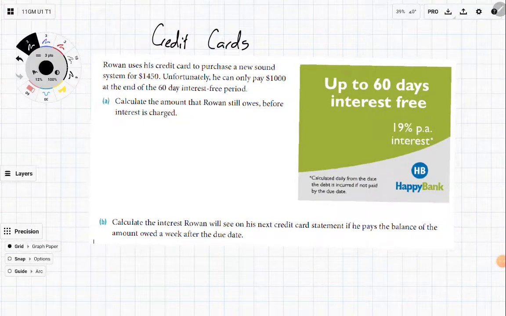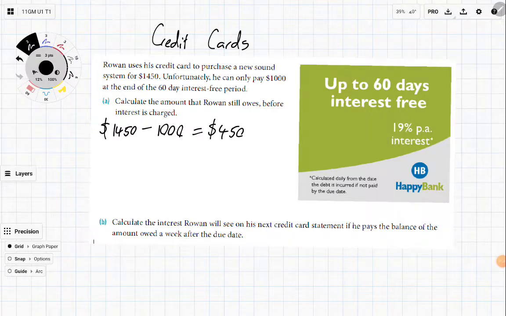Rowan uses his credit card to purchase a new sound system for $1,450. Unfortunately, he can only pay $1,000 at the end of the 60-day interest free period. Calculate the amount that Rowan will still owe before the interest is charged. Well, he spent $1,450. He paid back $1,000, so he still owes $450.